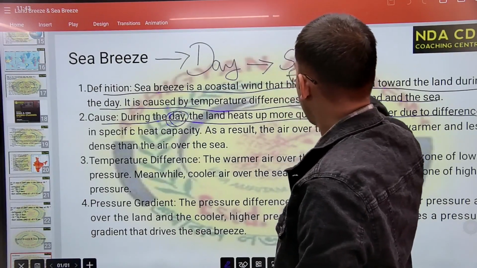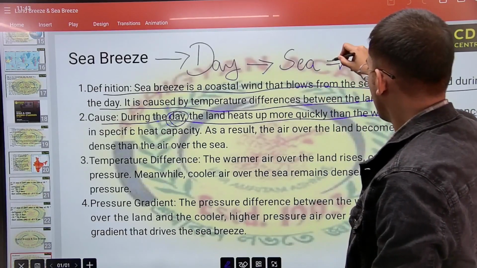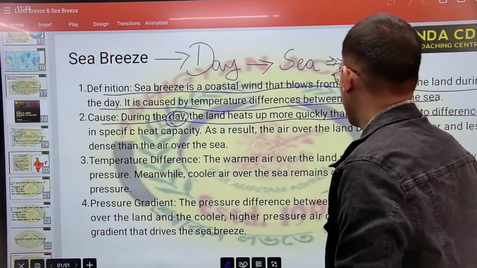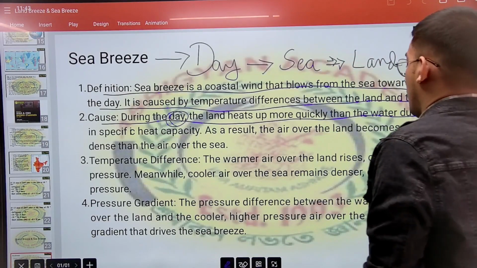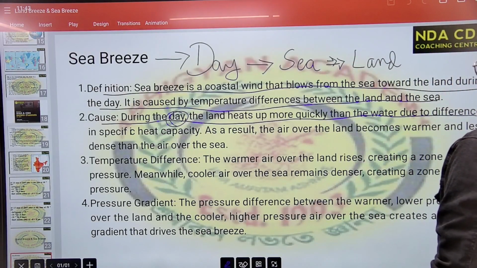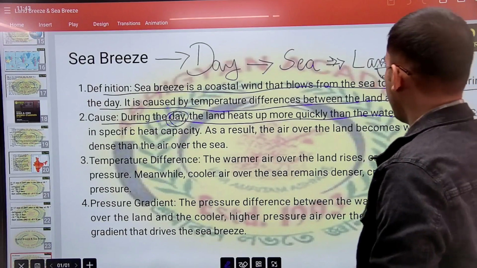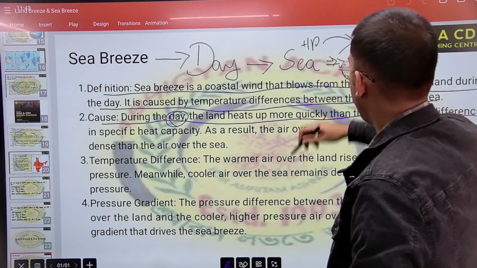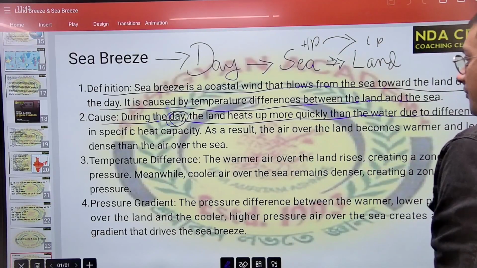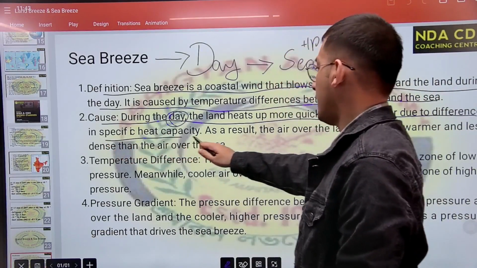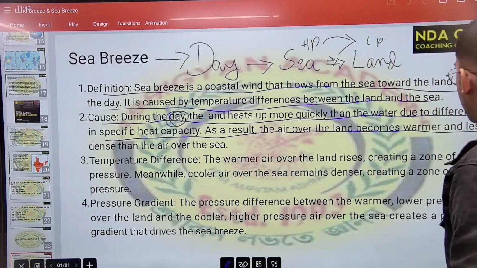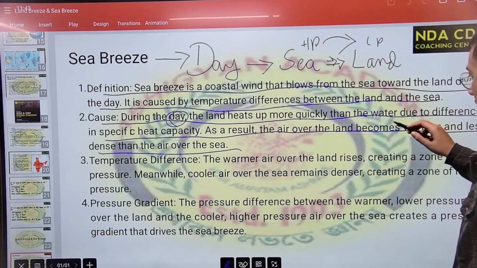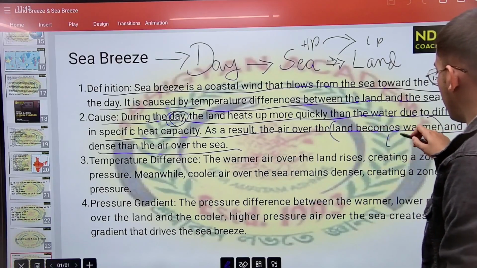From sea to land, right? So this must be your high pressure. This will be your low pressure. So something like this. As a result, the air over land becomes warmer and less dense than the air over the sea. So as land becomes warmer, it will become your low pressure.